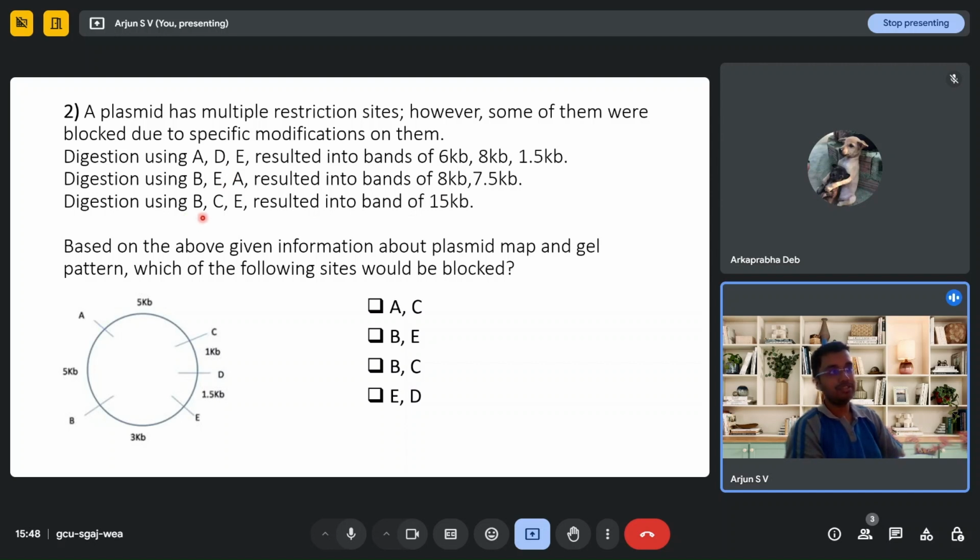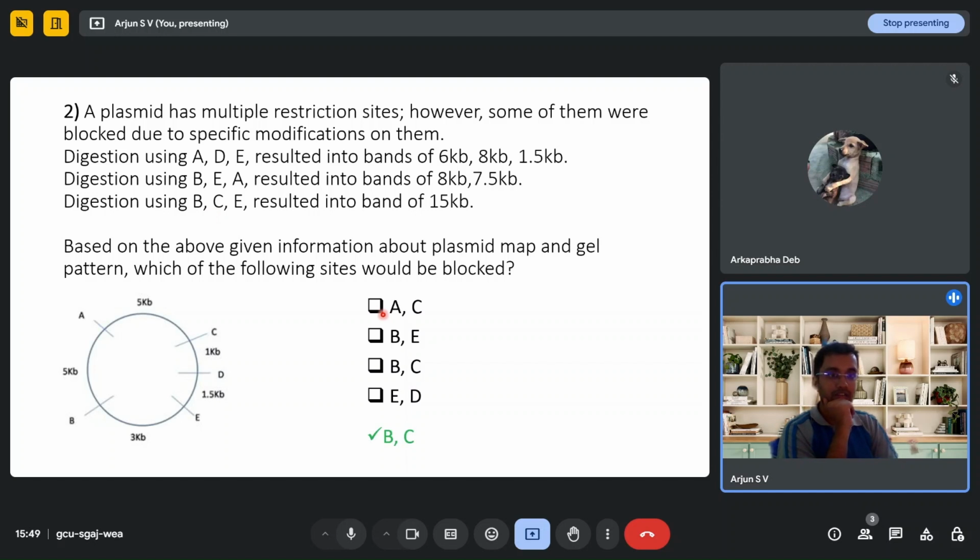But digestion using B, C, E resulted in a band of 15 kb only. So there is something wrong with this restriction site. If you take the case of E, E is also present in this, and the digestion using E didn't result in anything wrong. It resulted in fragments which amount to 15.5 kb only. So, based on the given information, only B and C should have been wrong. So the answer should be B and C.